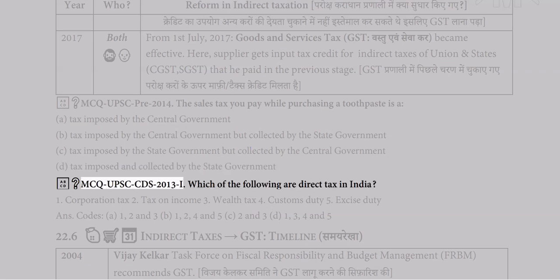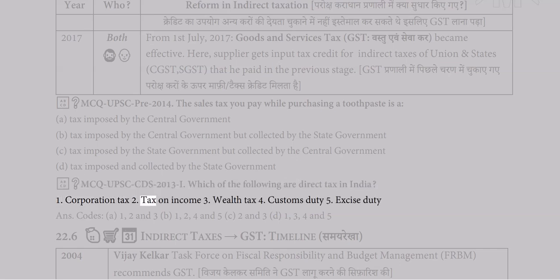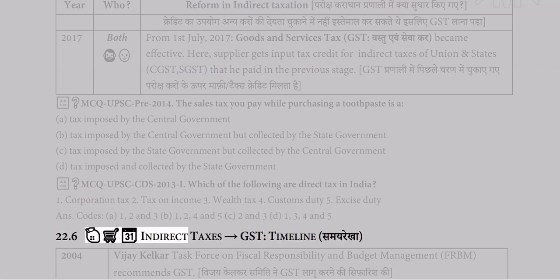MCQ, UPSC CDS 2013. Which of the following are direct taxes in India? 1. Corporation tax. 2. Tax on income. 3. Wealth tax. 4. Customs duty. 5. Excise duty. Answer codes: A. 1, 2 and 3. B. 1, 2, 4 and 5. C. 2 and 3. D. 1, 3, 4 and 5.